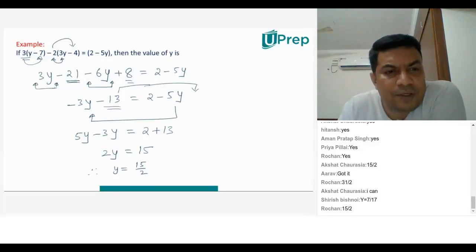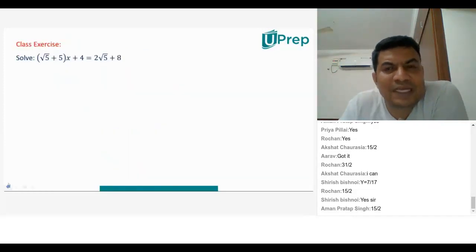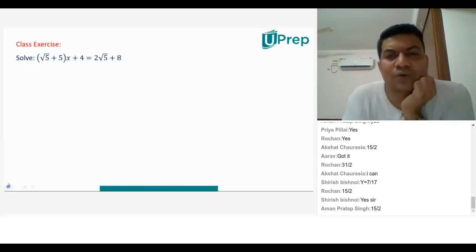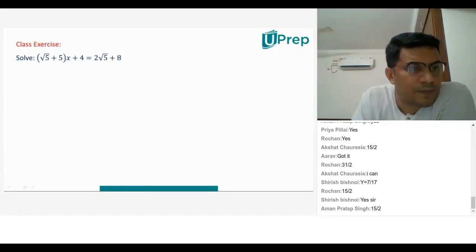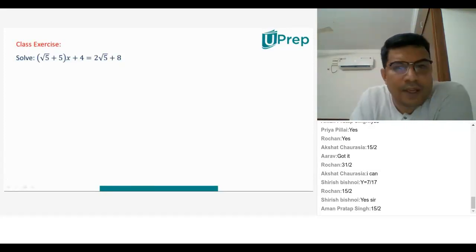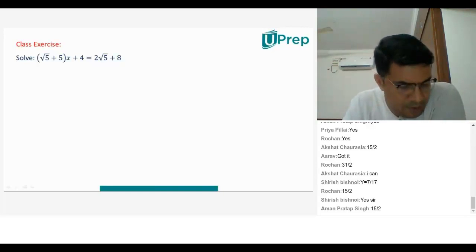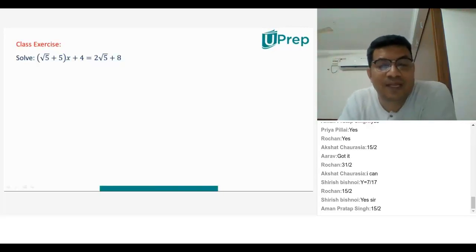Yeah, very good. Shirish Bishnoy, I think you made some small mistake somewhere. So when someone is asking you to solve, they're asking you to find out the value of x. So you just need to get the value of x. Okay, anyone? Okay, you might be trying to type and there are roots there.